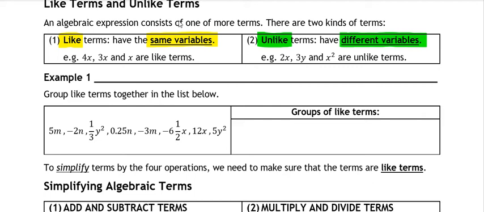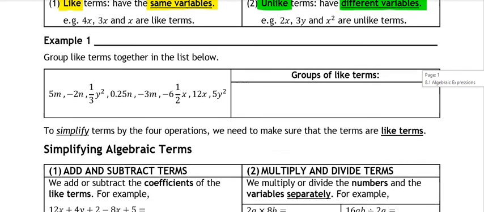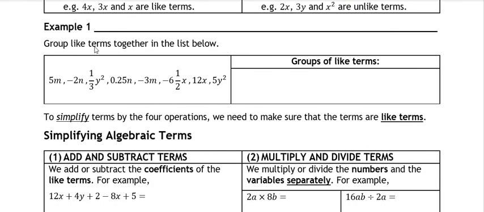Okay, so here when you have unlike terms, let's see here 2x, 3y and x squared. So x, y and x squared are unlike terms. Remember, x squared means xx, so xx is not the same as x. So let's start with example number 1. So example number 1 here, group like terms together in the list below.